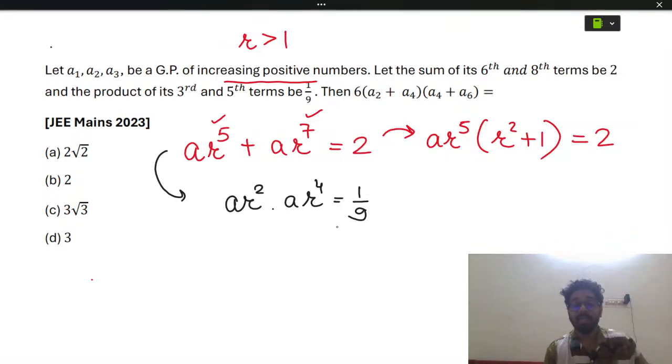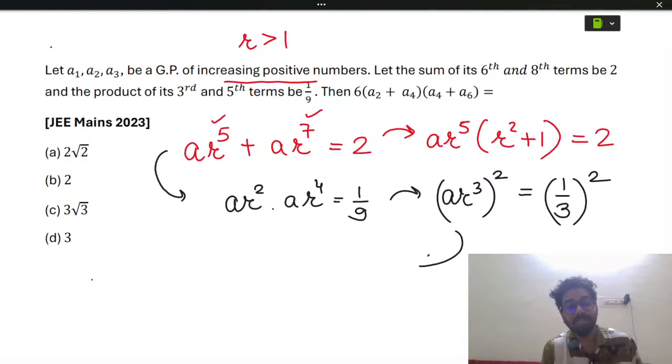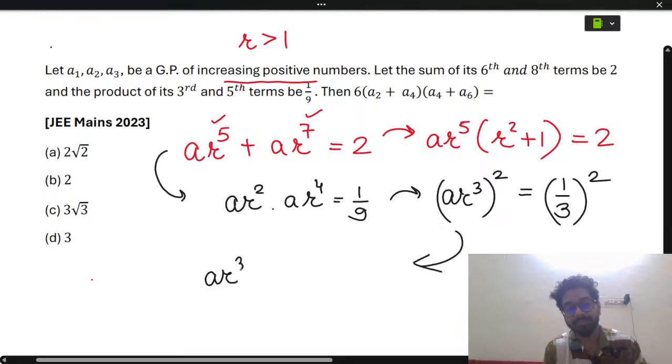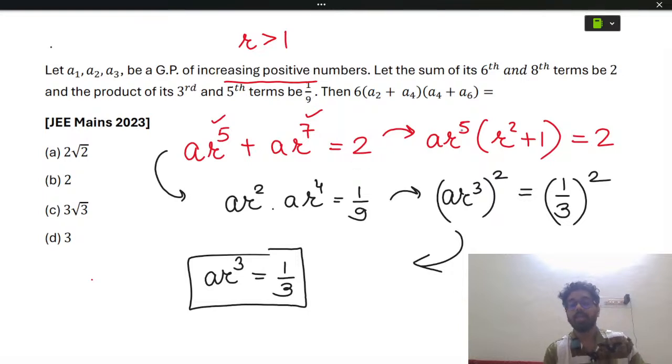Okay, so A squared R power 6 is equal to 1 by 9. So from here we can say, I am getting one more idea, (A R cube) whole square is equal to 1 by 3 square. And from here I can say that A R cube is equal to 1 by 3. Why not plus minus 1 by 3? Because it is written here that it is increasing positive numbers. That's why. Okay. Now, sum of its sixth and eighth, we have done this.